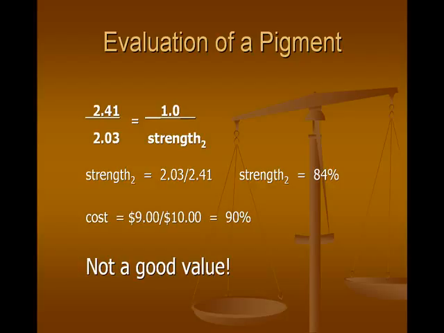Now our cost, we take our cost differences, $9 divided by $10. Their pigment costs 90% of our original pigment, but only has 84% of the strength. So unfortunately, your brother-in-law is not coming to you with a good value. You're actually losing in this case. You're paying 90% of your original cost, but you're only getting 84% of your original strength. So it would not be a good economical deal to change suppliers.